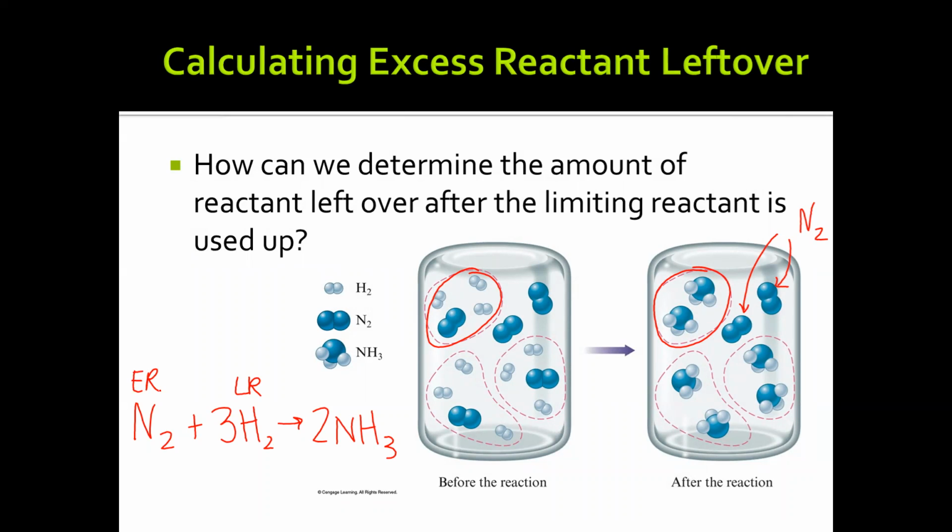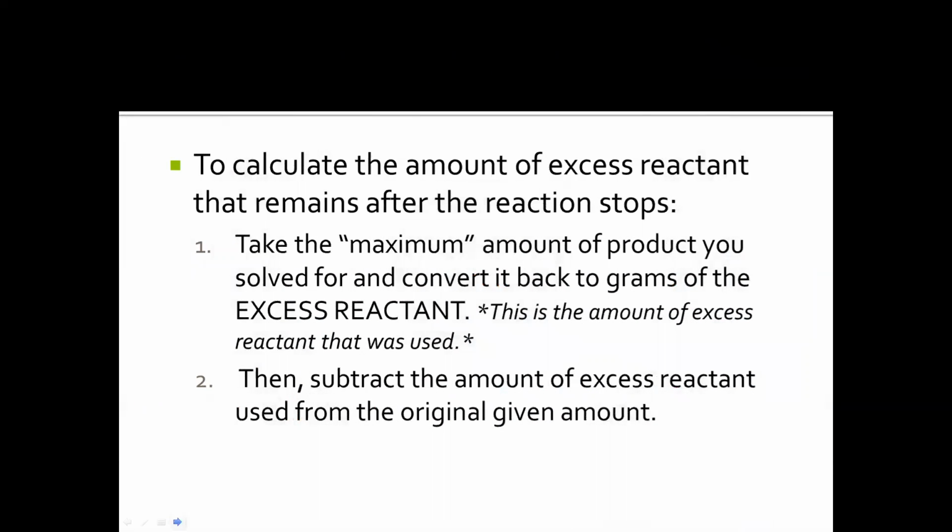So not only do we need to know that the excess reactant is left over, but we can actually calculate how much is left over. So what we do for calculating is you take your answer for the amount of product that you produced, the one that you've chosen, and then convert it back to grams of the excess reactant. So this maximum amount of product is the answer, the choice, your picked answer.